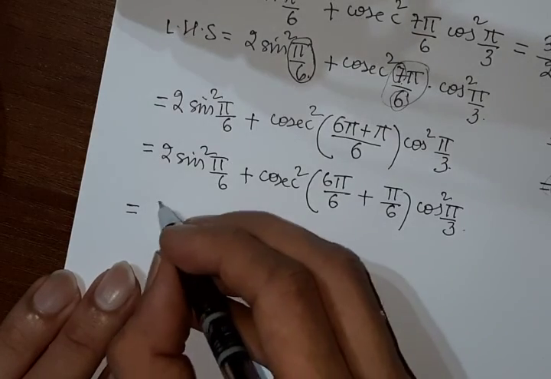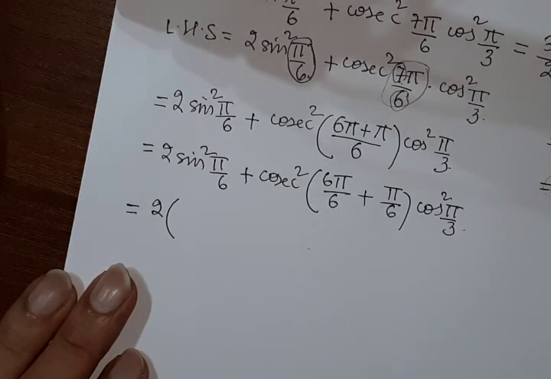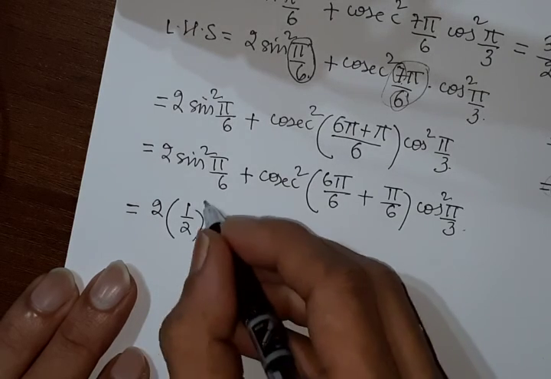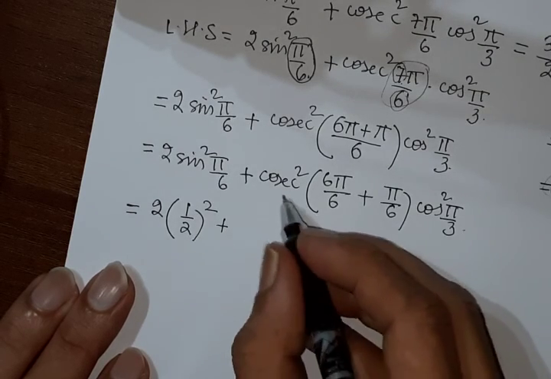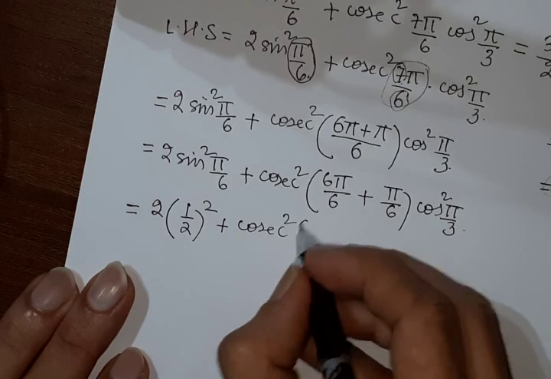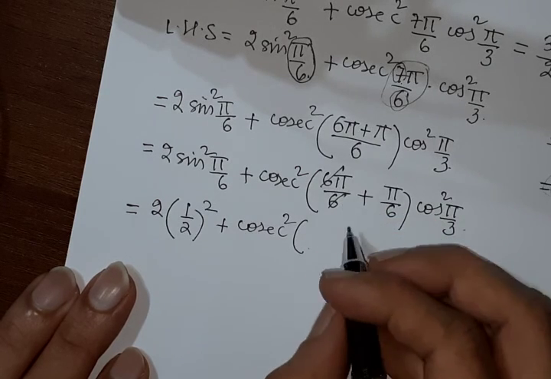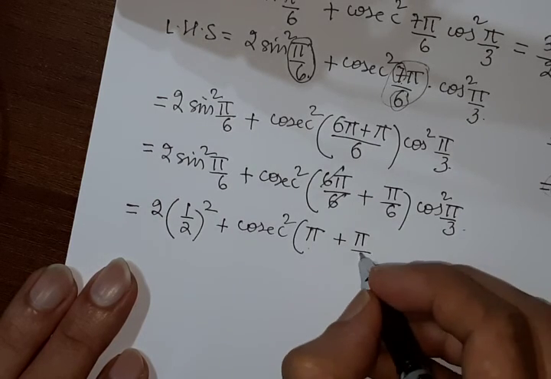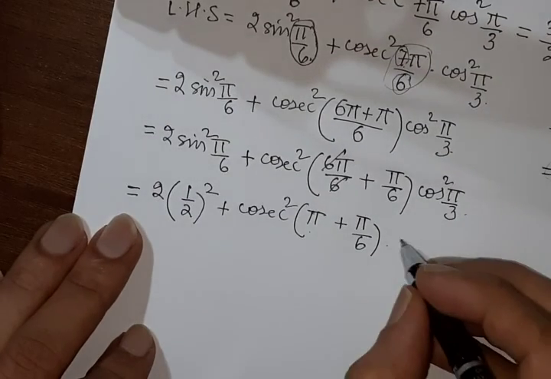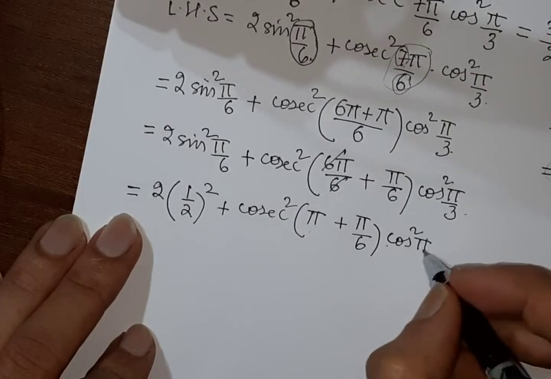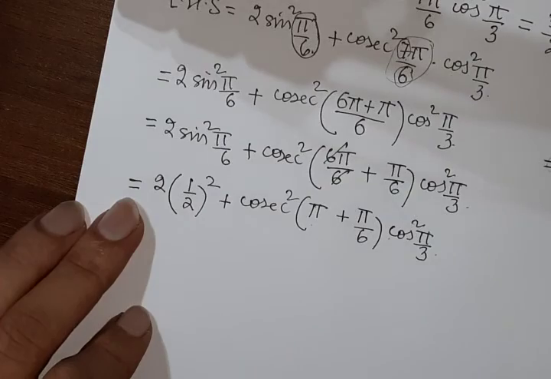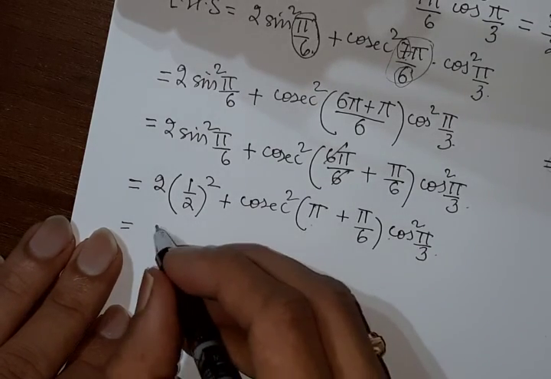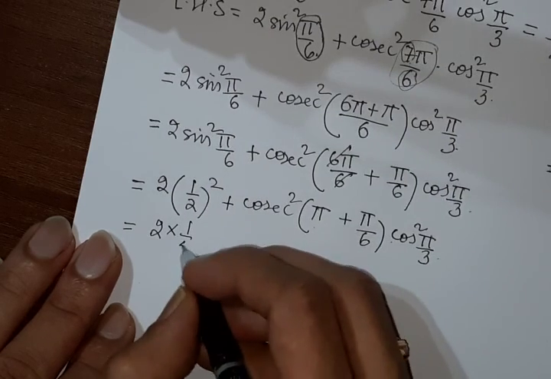So which is equal to what? 2 times sine of 30 is what? Half. Half square plus cosec square. 6 and 6 get cancelled here. Pi you will get plus pi by 6, cos square pi by 3. Now what you will get here? You will get 2 multiplied by 1 by 4.